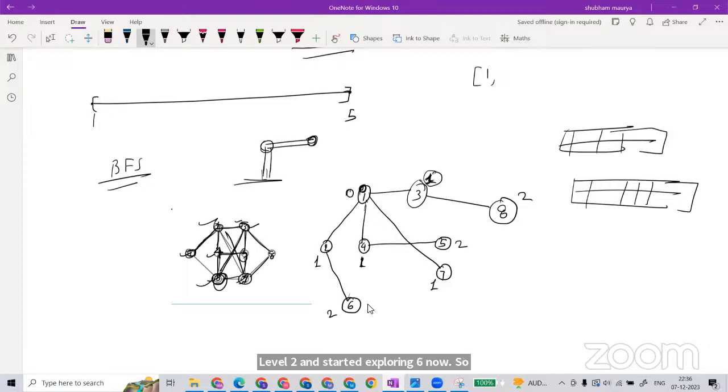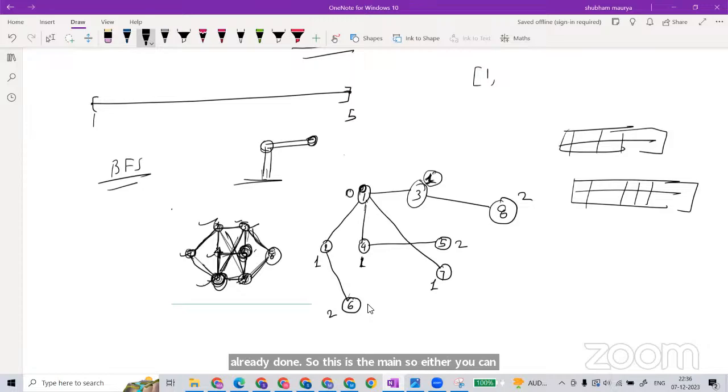Level 2, and we started exploring 6 now. Whatever we see from 6 is already visited, no? From 6 we can see 2, 4, 3, 7, and all are already visited. We have visited 3, so it will be removed from the queue. That means this is done. And now 5. From 5 also, all other vertices are already visited. There is nothing remaining, so we are done. And then 8. If we start exploring 8, 3 and 7 are already done. So either you can remove it.